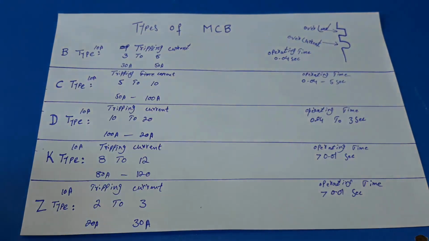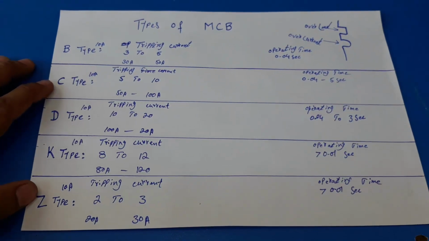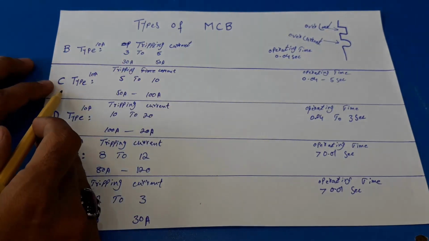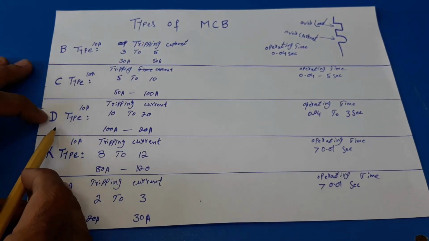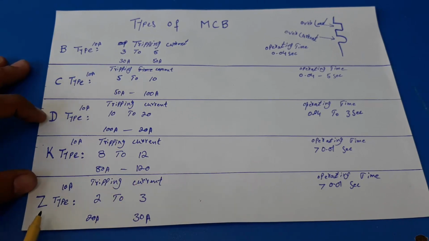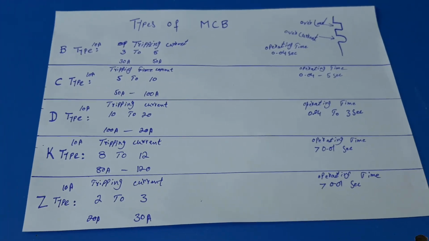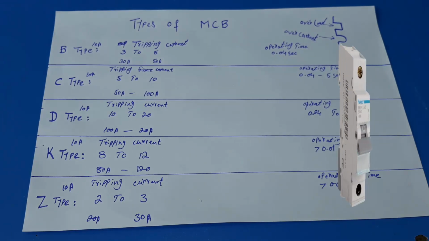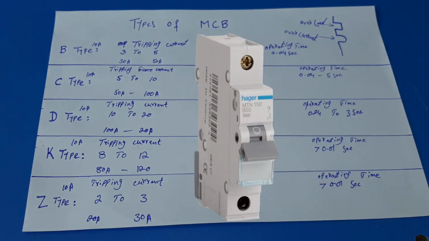There are 5 types of MCB. First of all B type, second is C type, third is D type, fourth is K type, and fifth is Z type. What is the definition of MCB? MCB means miniature circuit breaker.